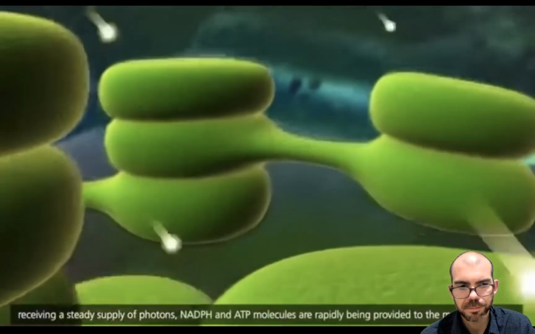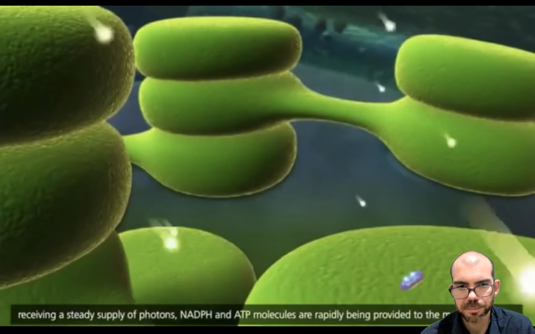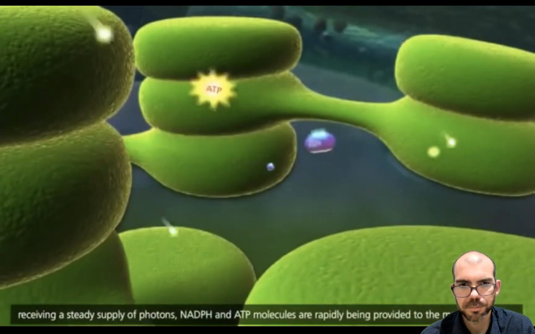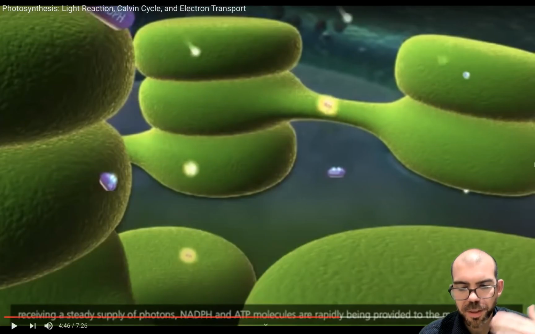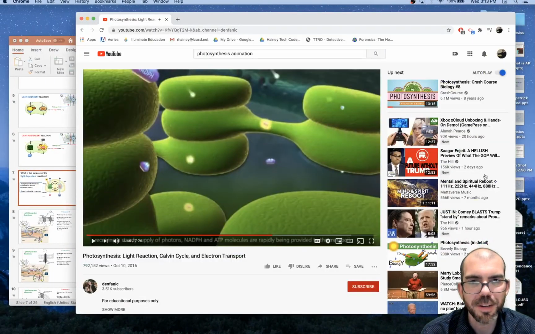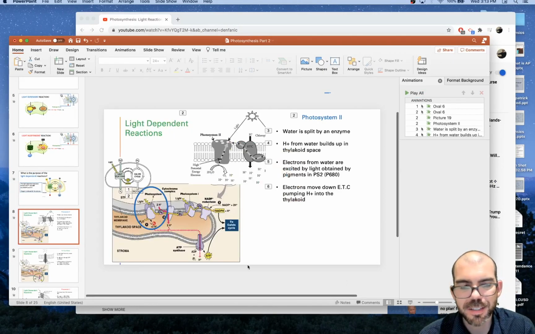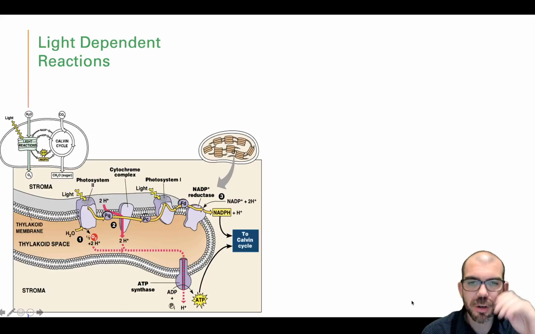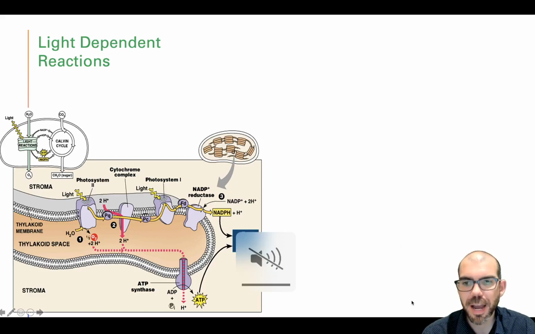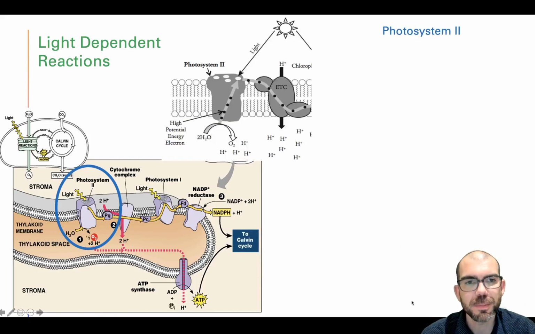When the chloroplast is receiving a steady supply of photons, NADPH and ATP molecules, we then transition to the light-independent reaction. But first, I want to review everything that you saw with the light-dependent reaction. So let's go step by step. The first reaction you saw was that of photosystem 2.